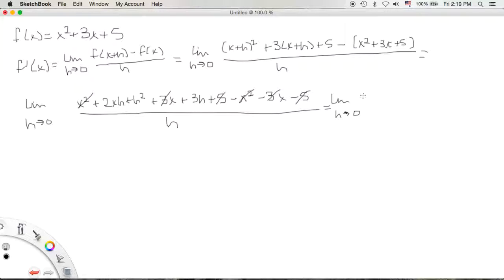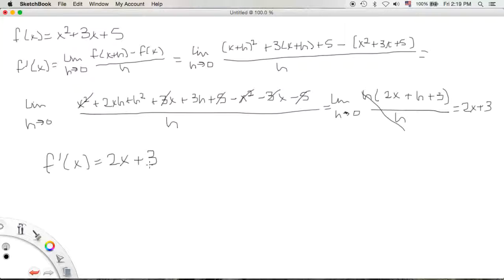And we can factor out an h from what's left at the top, and we have 2x plus h plus 3 all over h. Cancel those out, and we get left with 2x plus 3, because we take the limit as h goes to 0, so that one goes to 0, and we're left with 2x plus 3. So the derivative of this function is 2x plus 3.